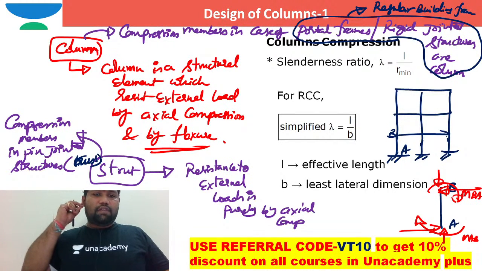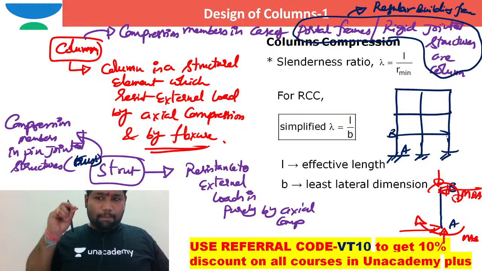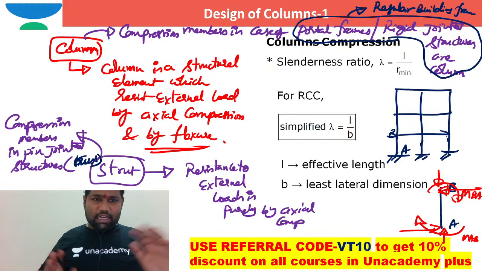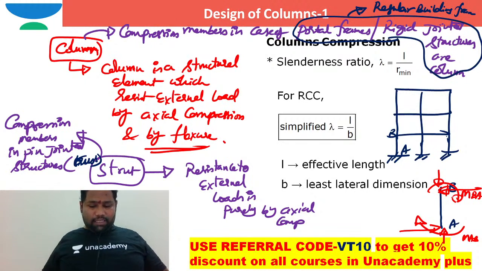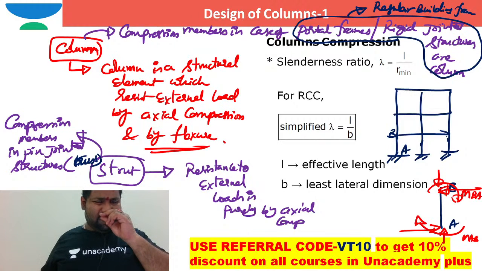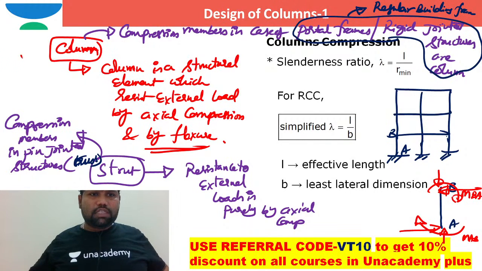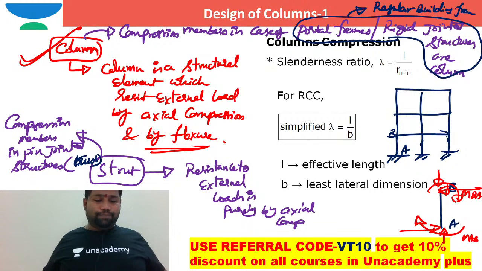But whereas in case of struts, only axial compression forces are possible. That is the difference between a column and a strut. Generally, in case of our RCC structures, it is portal framed structures. So generally, we are talking about these columns only. Now, can I rub the screen?